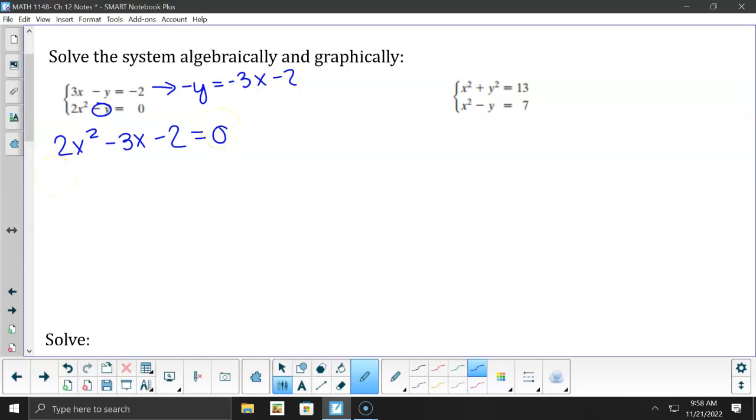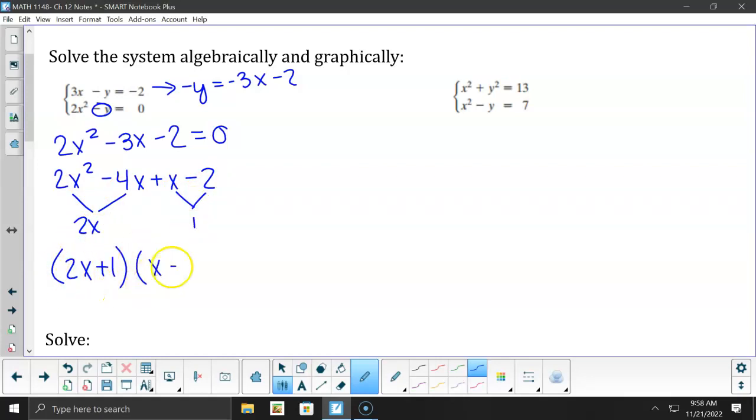Now I can factor. 2 times 2 is 4. Factors of 4 are 4 and 1. So 2x squared minus 4x plus x minus 2. So now I've got my two solutions. I've got my first one where x is 2 and y is something, and then I've got my other one which is x is a negative 1/2 and y is something.